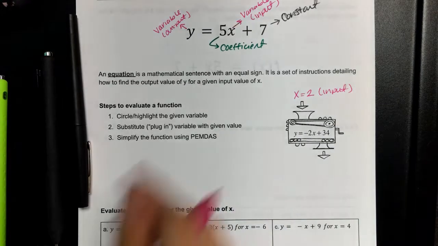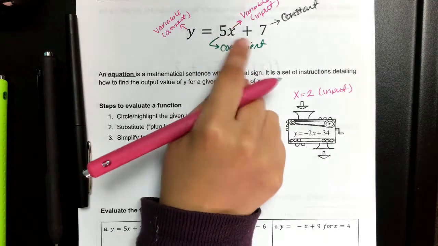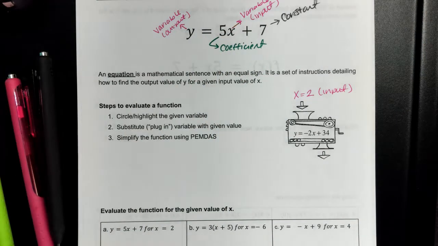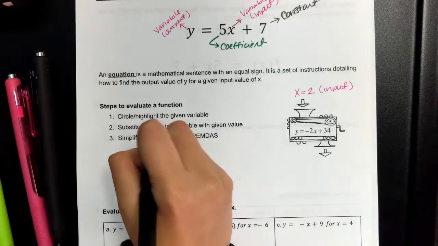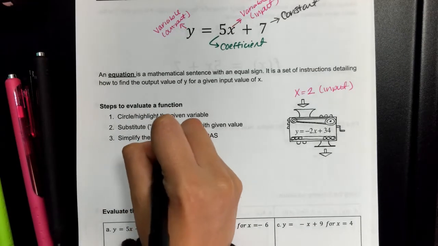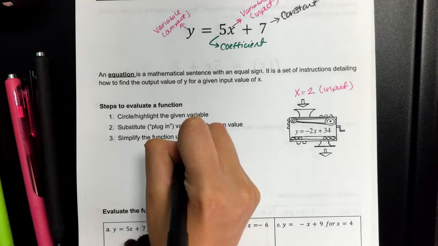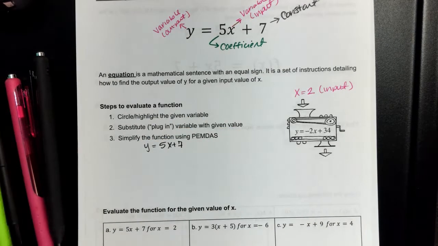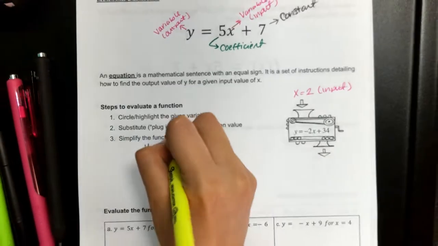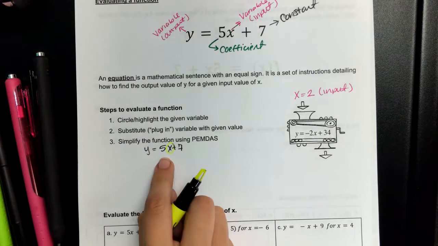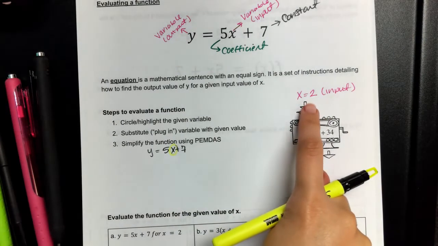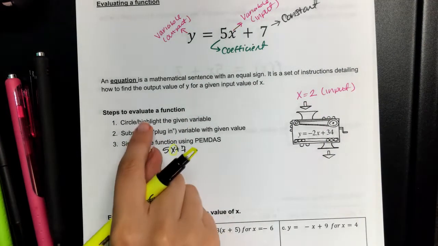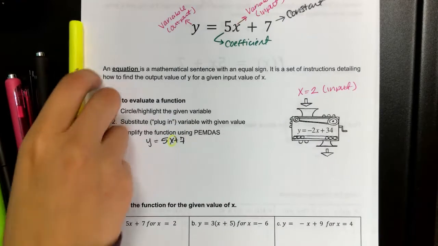So we need an equation. So we're going to use this equation. So, using our regular equation, we have y equals 5x plus 7. So it told us first step, circle or highlight the given variable. So our variable is x, and they gave it to us. They gave us x equals 2. Then we're going to substitute, plug in with the given value.